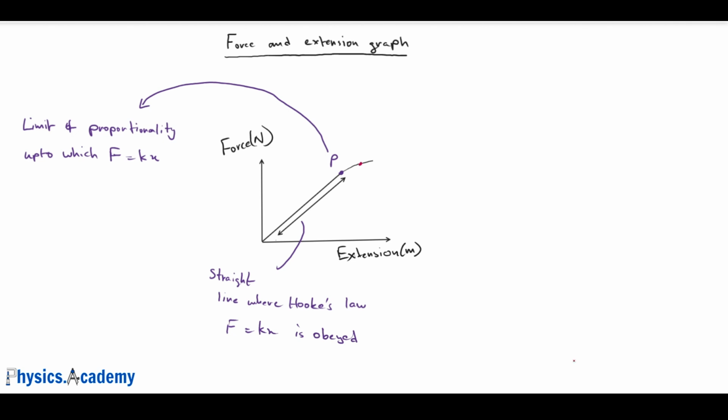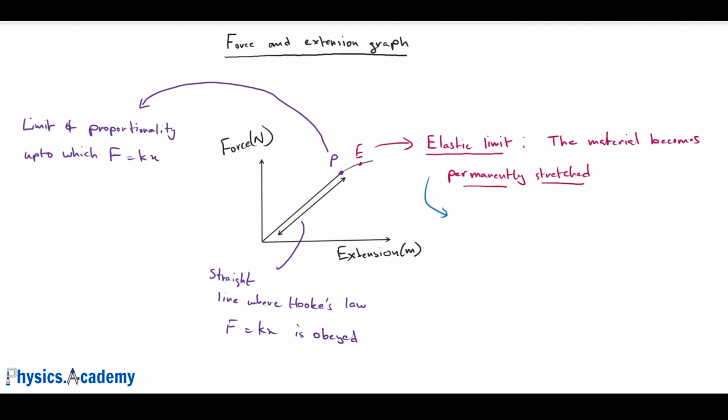But if we keep applying a force beyond this point, the extension is no longer proportional to the force, up to the point which is indicated by E, where E represents the elastic limit. So the material will become permanently stretched if we keep applying a force beyond this point. But up to that point, the deformation is elastic, which means that the object is going to return to its original shape when you remove the force.